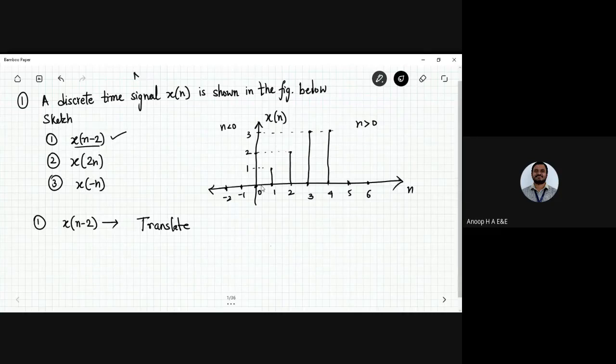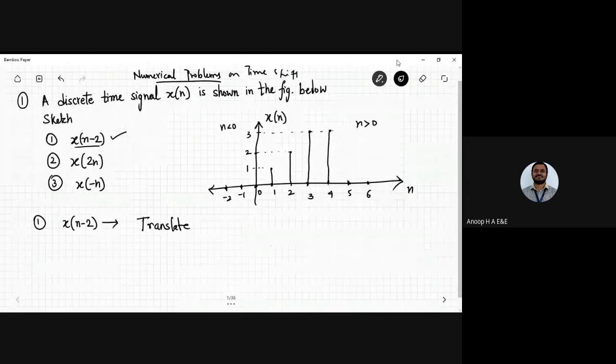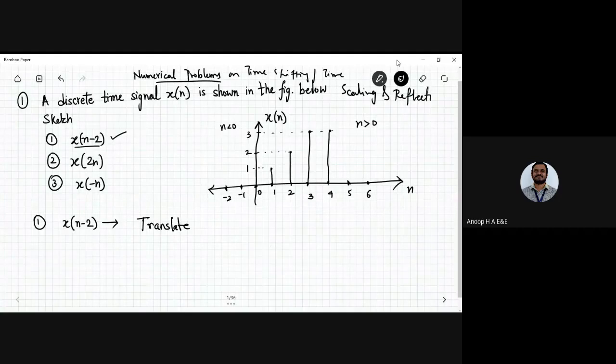We are going to discuss the numerical problems on time shifting, time scaling, and reflection. So keeping these concepts in mind, we had solved the continuous time signal. We are going to solve the discrete time signal x of n in today's class.